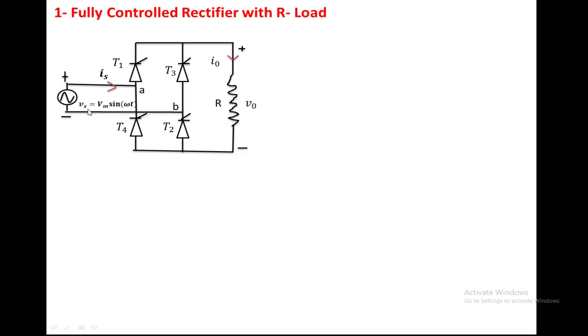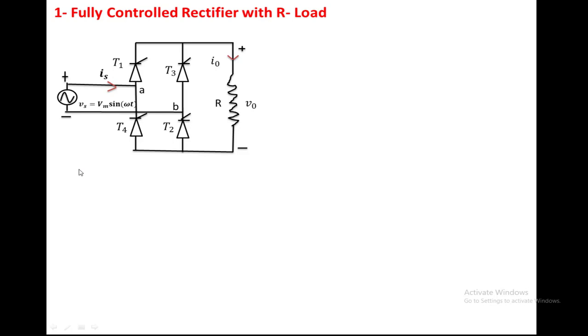This point is B. The input voltage Vs equals Vm sin omega t. At the output, the resistance is connected. Here we have taken the load as a resistive load. When the load current is passing from top to bottom, in this manner, it is the positive direction of the load current. This is the positive direction of the load voltage. This is the positive direction of the source current. When the current is passing in this direction, that is the positive direction of the source current.